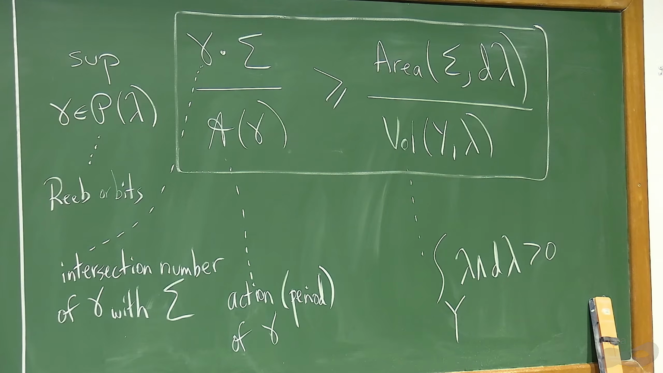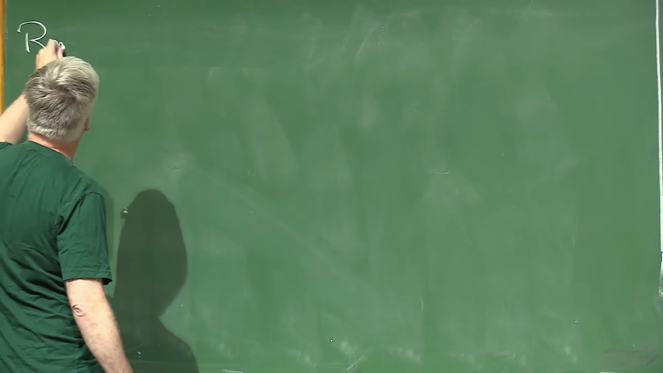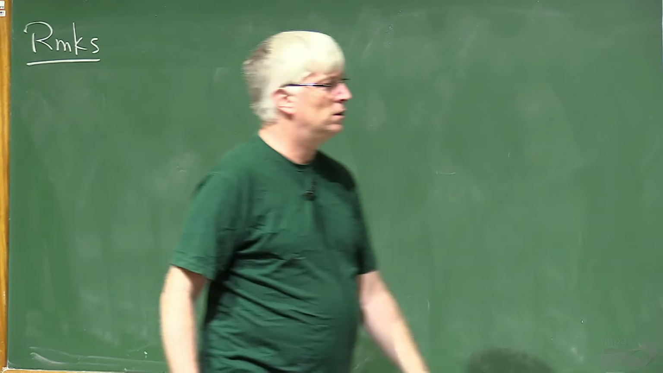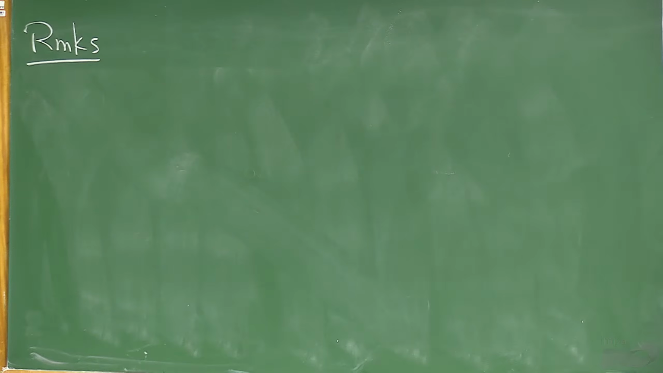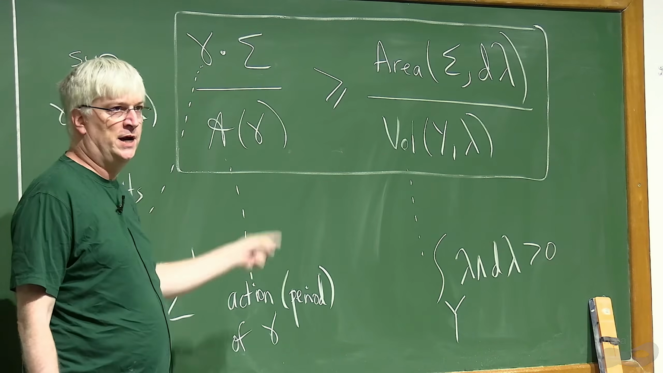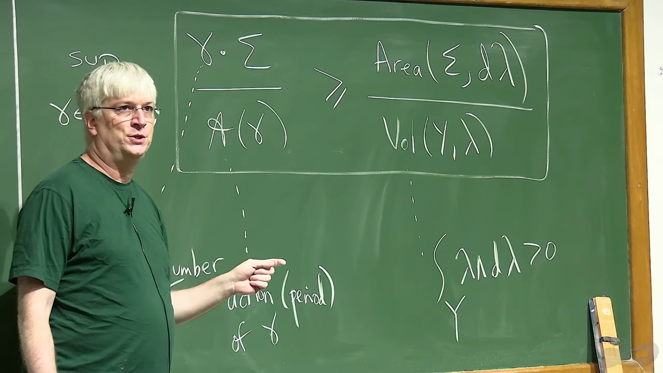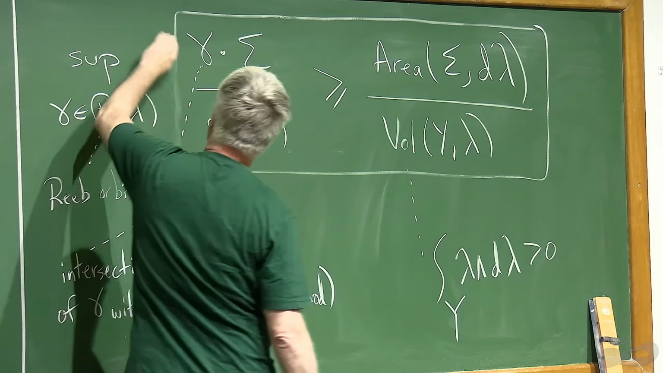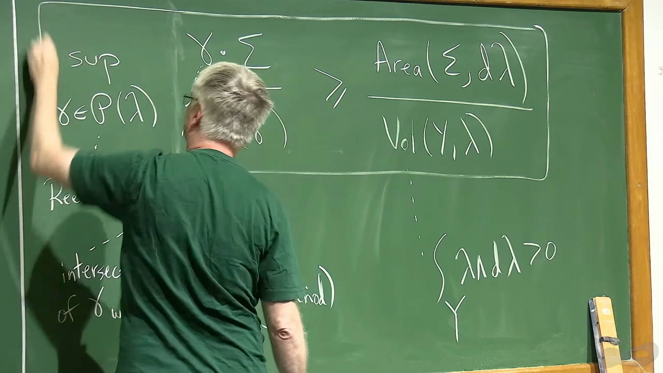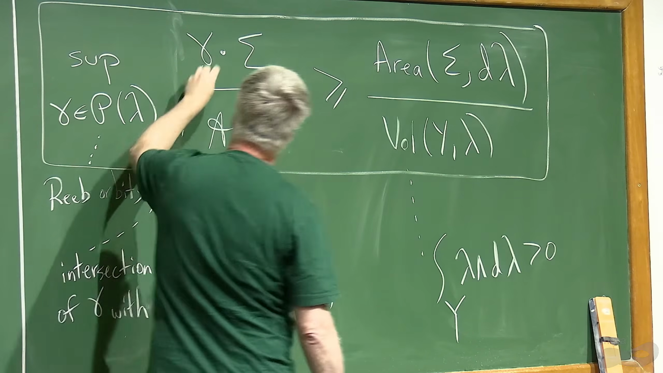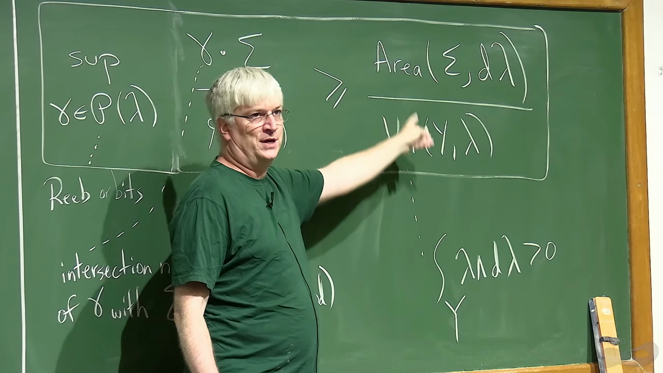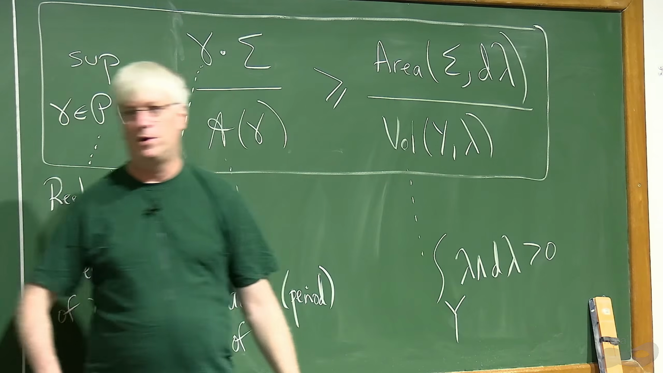So some remarks. First of all, this fraction that appears on the right-hand side is actually very natural. If somebody told you that this supremum is greater than or equal to something, then this would be a very natural thing to guess for what that should be there. And why is that?